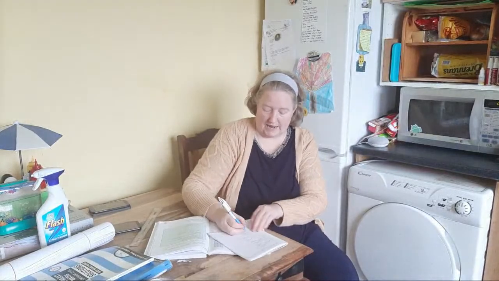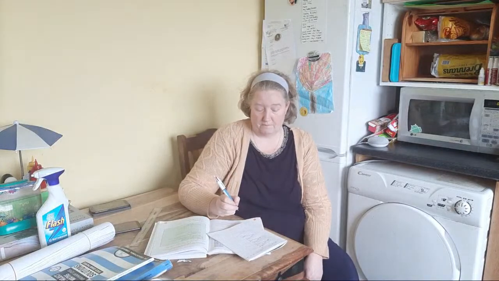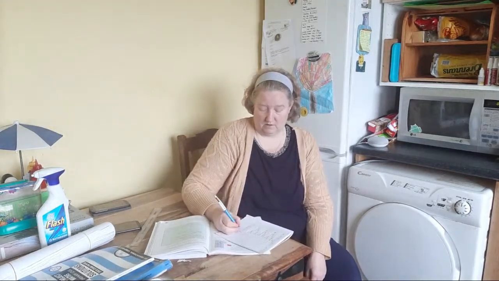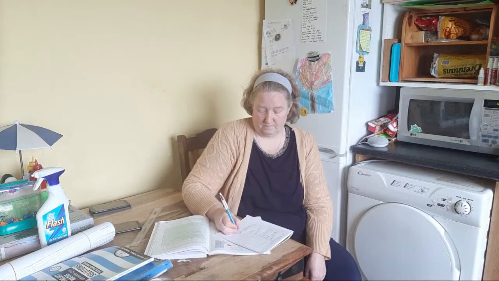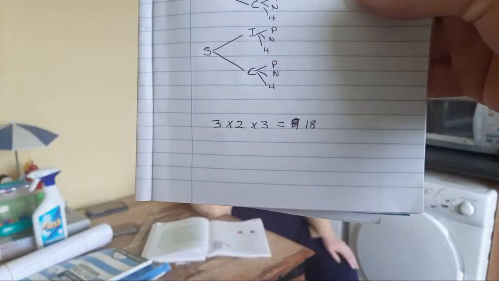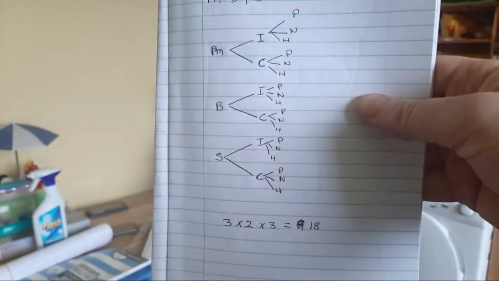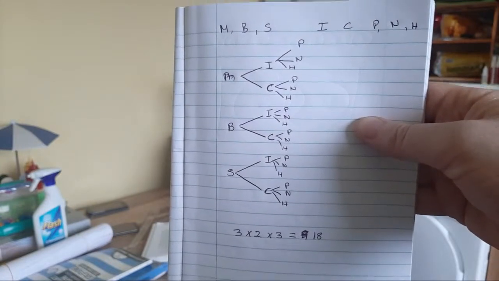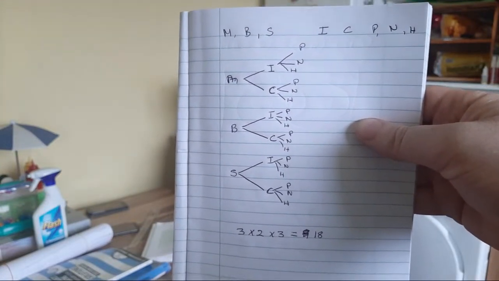You can also say you have 3 choices of restaurants. You have 2 choices of cinema, and you have 3 choices of snack. So you can put each of your choices down as a number and multiply them together, and you will get the same answer in the end.